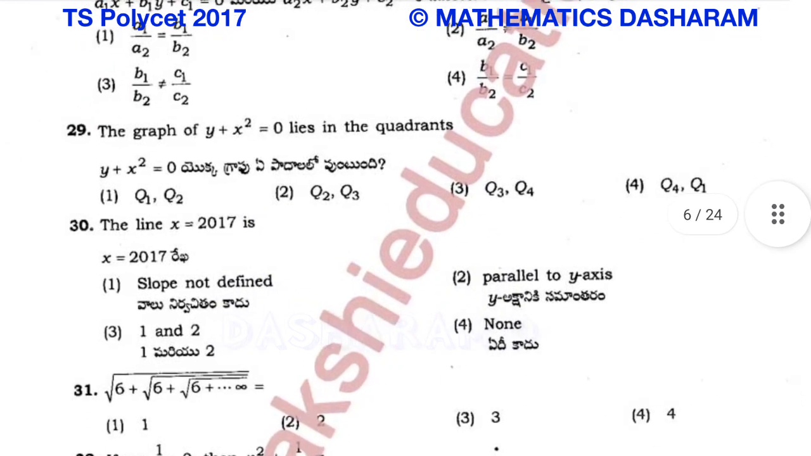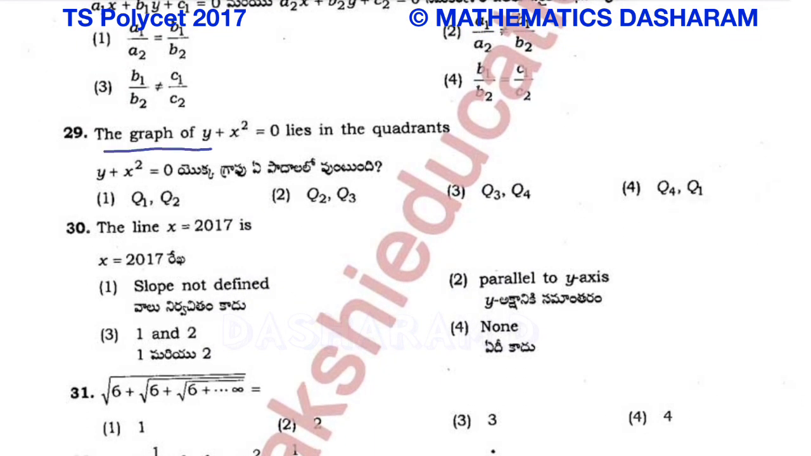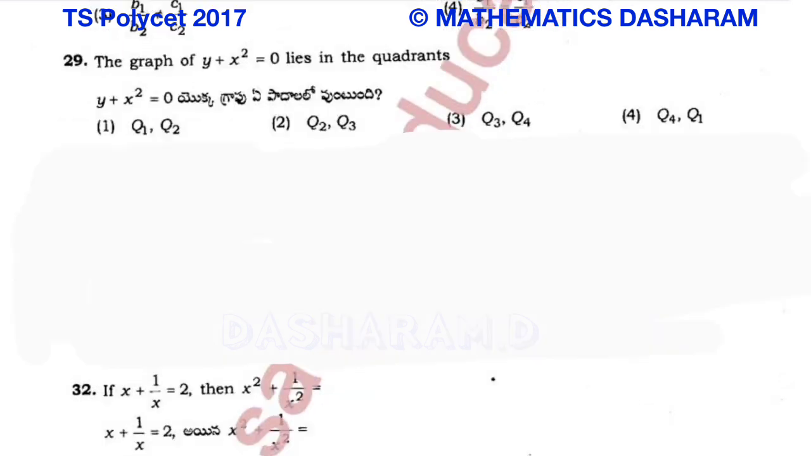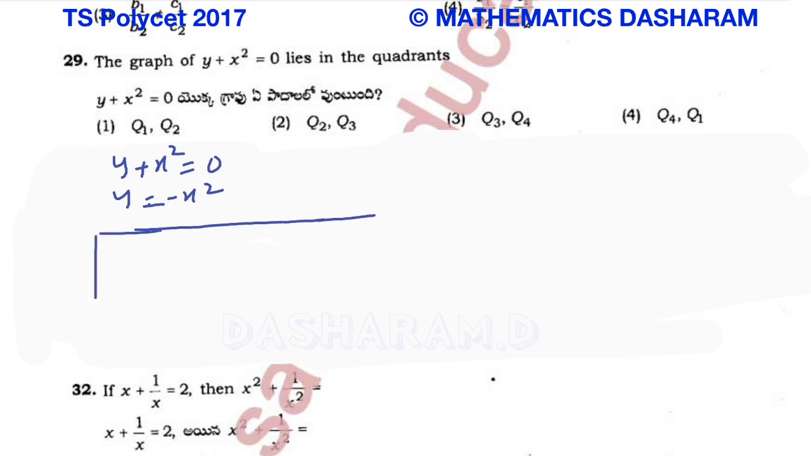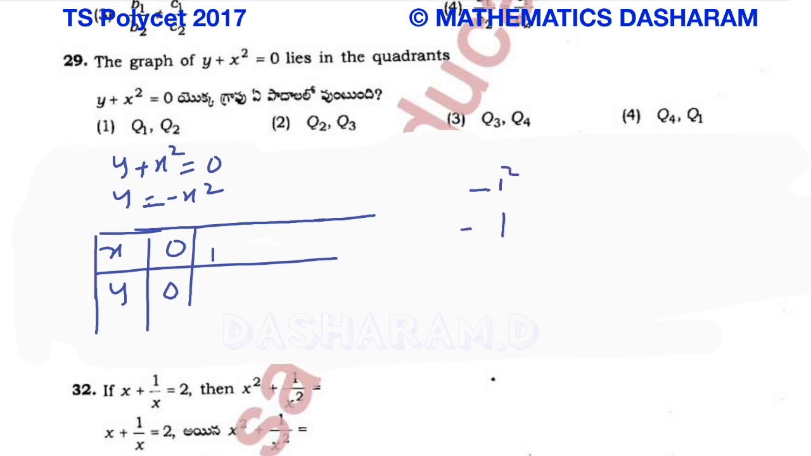Next, the 29th question: the graph of y plus x square equals 0 lies in which quadrants? So the given equation is y plus x square equal to 0. From this, y equal to minus x square. So let's draw a table, in which we will take some ordered pairs. So x and y. First x value 0, then y value is minus 0 square, which is 0. Next x value 1, then y value minus 1 square is minus 1.